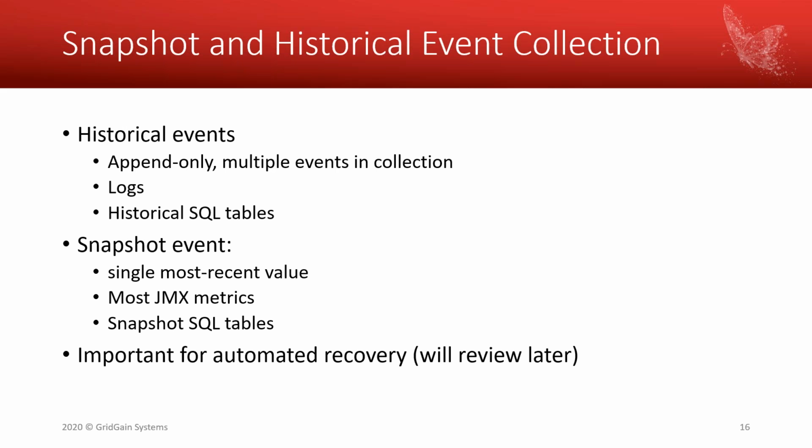This is just an introduction, just concept. We will discuss why you need this later, but just always understand whether your event is historical or snapshot. So historical events are append-only collections. There are multiple events in a collection. For example, log files or some historical SQL tables. And there are snapshot events. They always manifest a single most recent value. For example, most JMX metrics are snapshot events, or maybe there are some snapshot SQL tables. This is important for automated recovery. We will discuss it later.